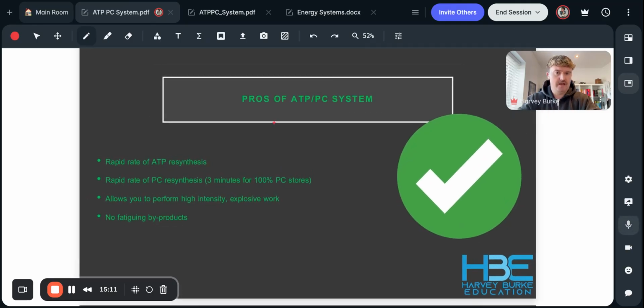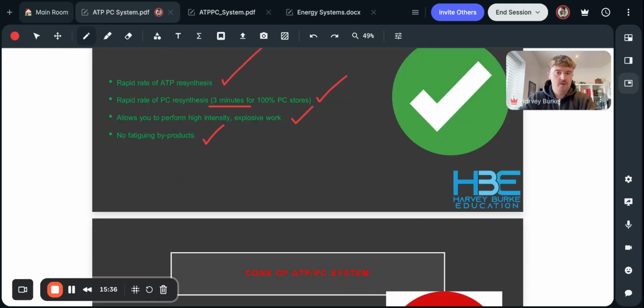So just to reiterate that, the pros of this energy system: it produces ATP rapidly. You can replenish your phosphocreatine stores rapidly as well. It only takes 3 minutes to get all your phosphocreatine back again. It allows you to perform at a high intensity because it resynthesizes ATP so quickly, and it doesn't produce any lactic acid, which is a good thing as well.